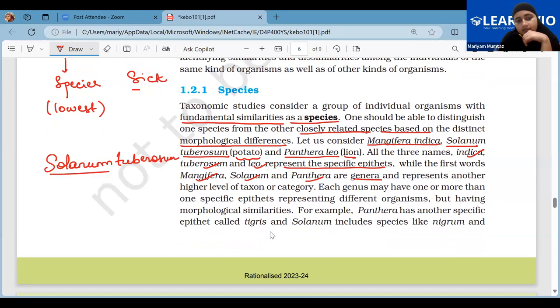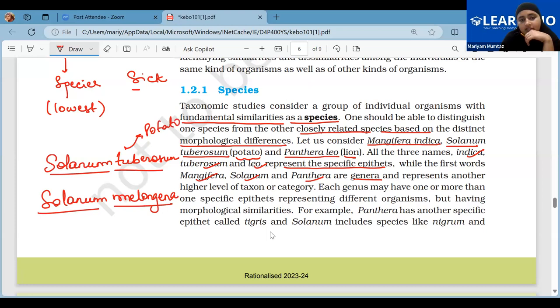Solanum tuberosum, Solanum melongena. Now see, Solanum tuberosum is the scientific name of potato, right? Melongena is the scientific name of brinjal. Now, amongst Solanum tuberosum and Solanum melongena, do you see any similarity? What is the similarity? Vegetables. No, look at the names. What is the similarity?